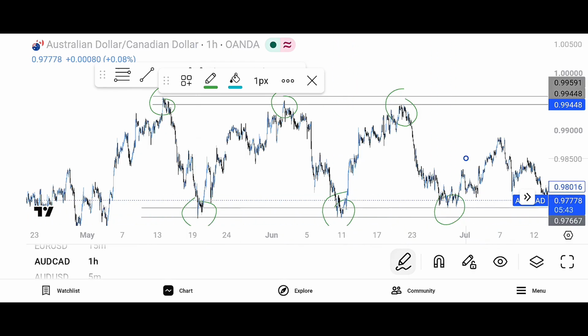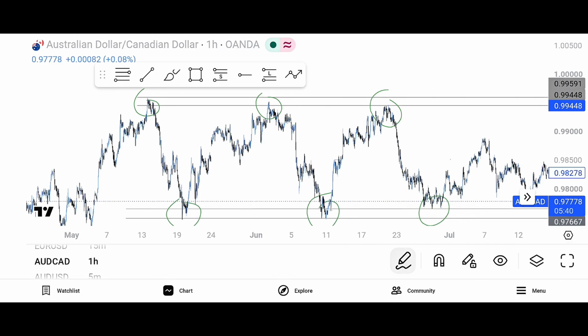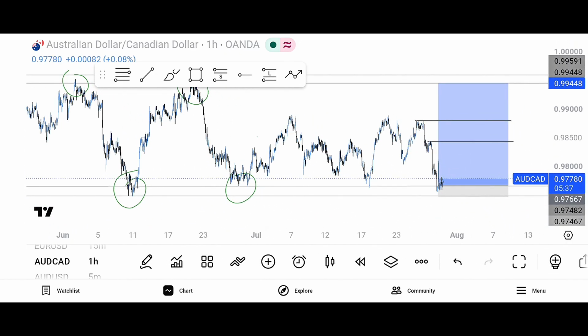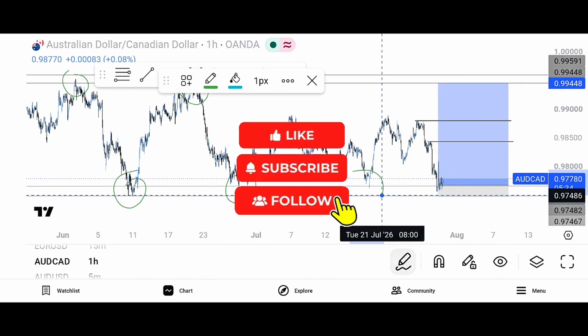Now, what am I looking at again? You can see that the market still came back after the fourth touch. After the third touch, it came back again, touched our zone and flew up.